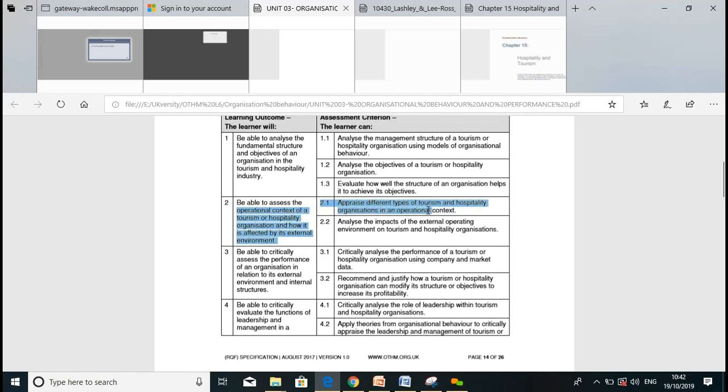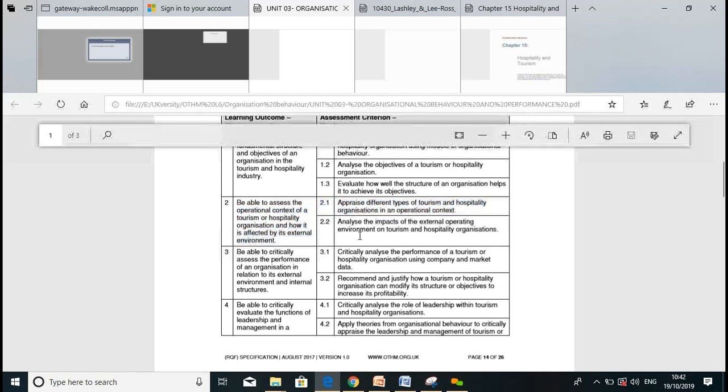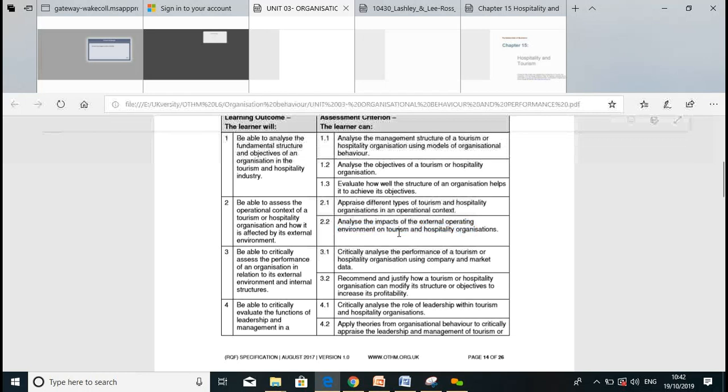We appraise the different types of tourism organization in the operational context and analyze the impact of the external operating environment. What impact will Brexit have on our organization, or if free movement stops, or the immigration policies set by the government? As businesses, how do we respond to all these rules and regulations, because they will impact our performance? That will be a key focus in our discussion as well.